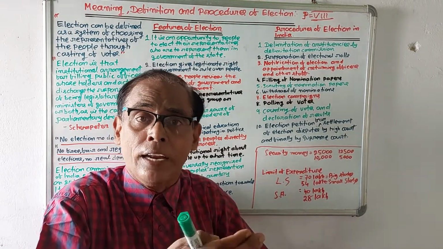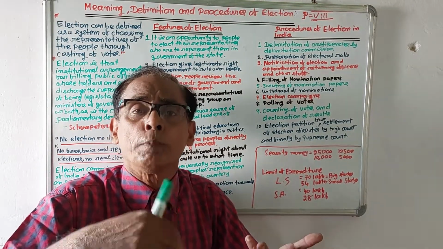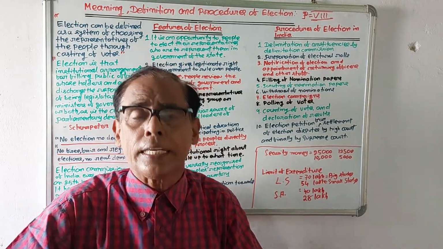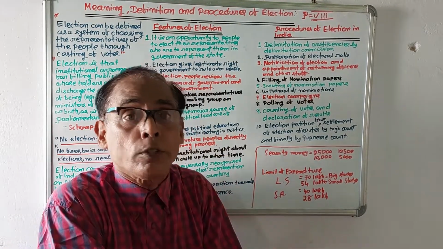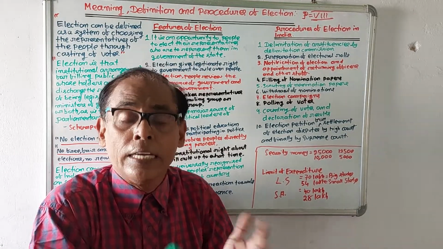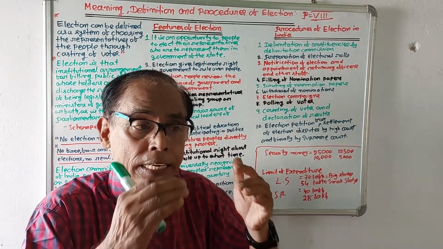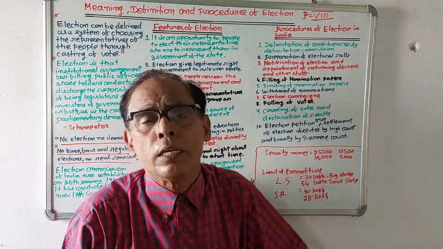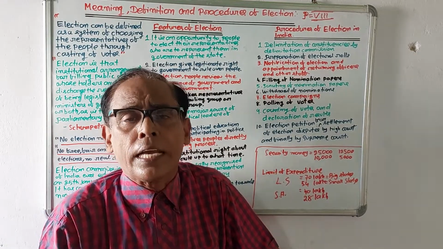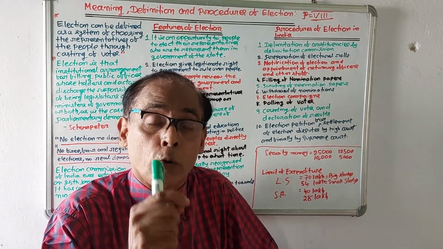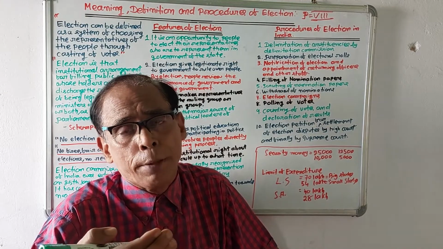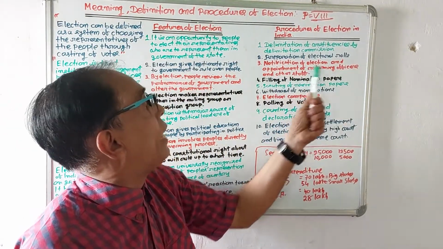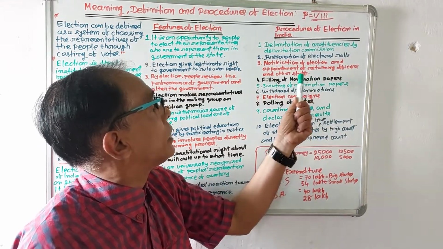Those persons who have died, their names will be deleted, and those persons who have left the constituency, their names will be deleted. And those persons who have come to the constituency to settle, and those who have completed the age of 18 years, their names will be included in the electoral rolls. So the second procedure of election in India is the preparation of electoral rolls. It is updated from time to time.